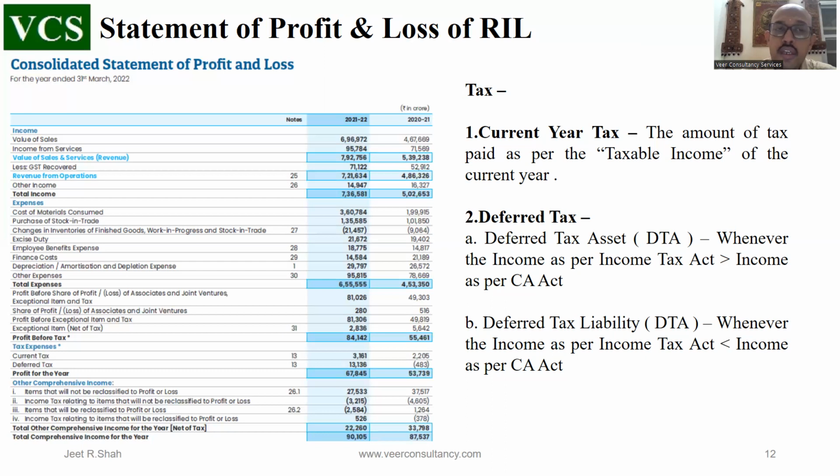And you have deferred tax liability. It comes when the income as per Income Tax Act is less than the income as per the Companies Act. मतलब Companies Act में मेरा है ना, my income is 100 rupees. However, the Income Tax Act क्या बोलते हैं? इसका लिए 80 रुपए income है.